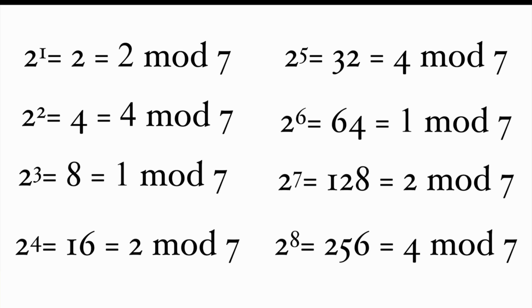How many times does 7 go into 16? Twice with 2 left over. How many times does 7 go into 32? Well, it goes 4 times. 7 4s are 28, with 4 left over to take us up to 32.